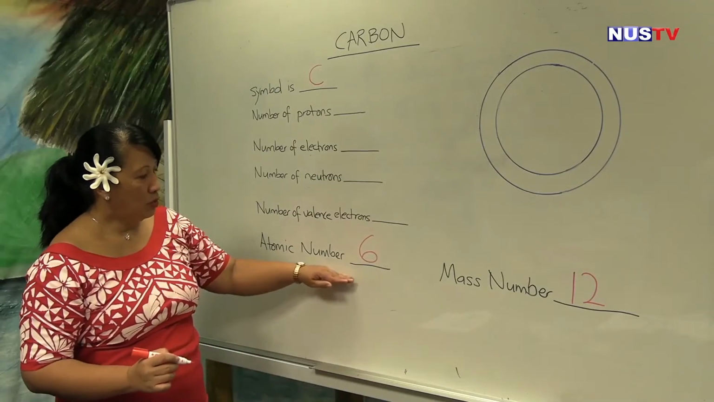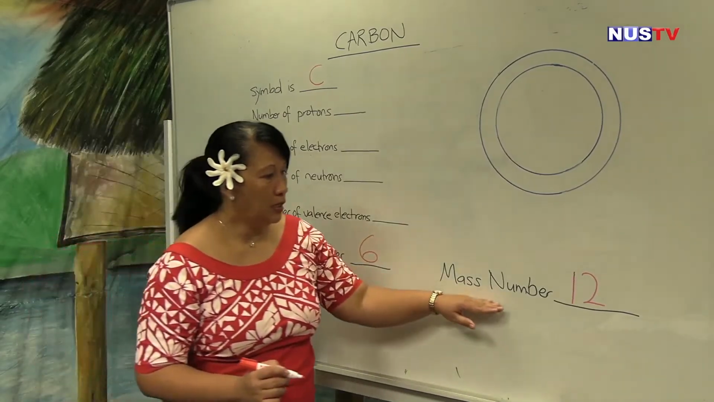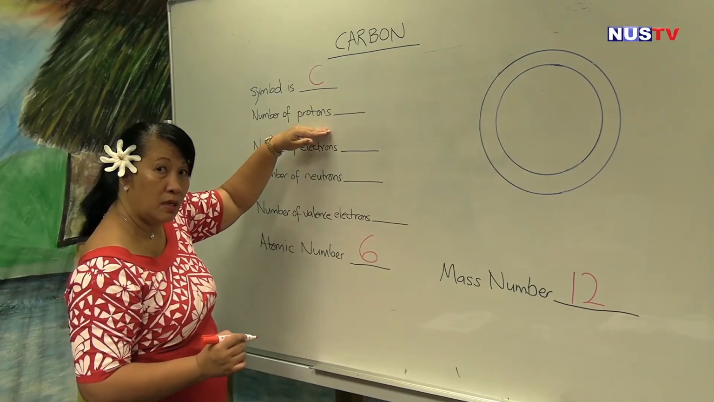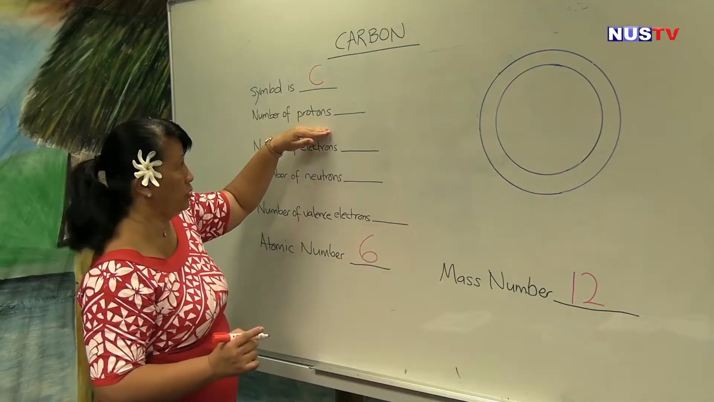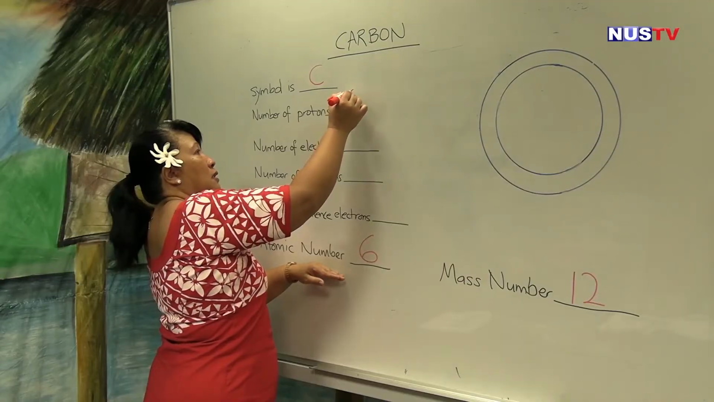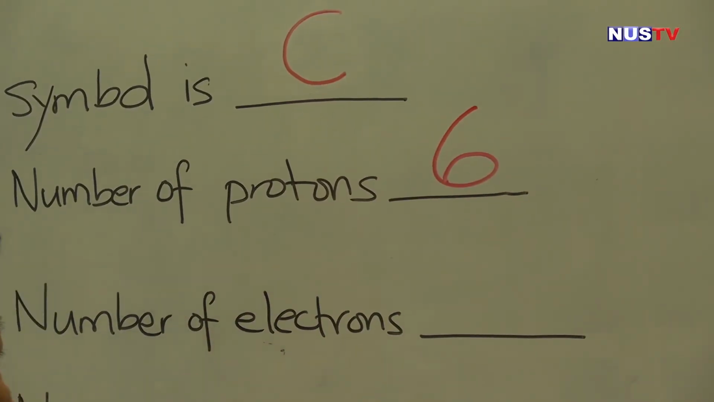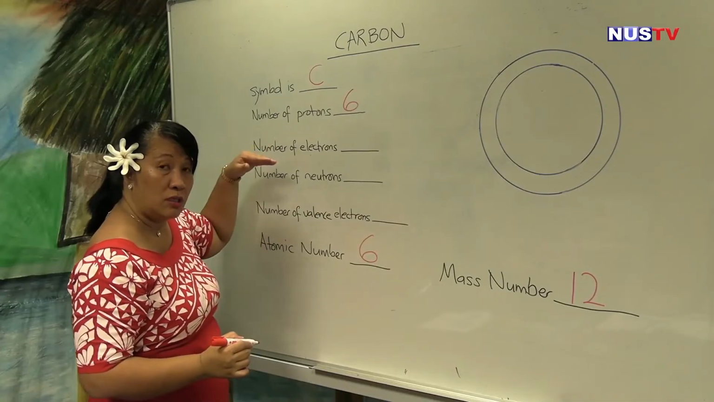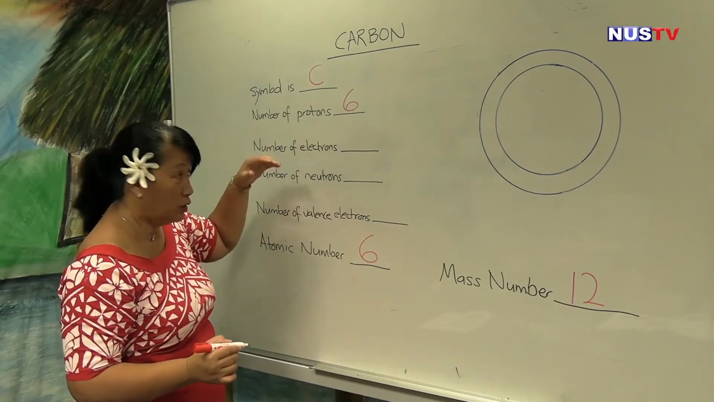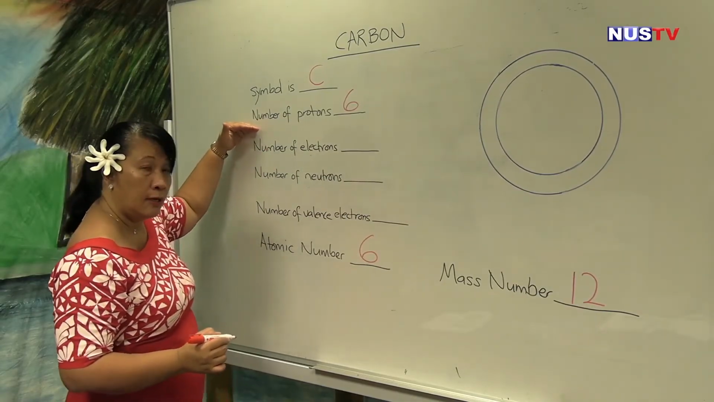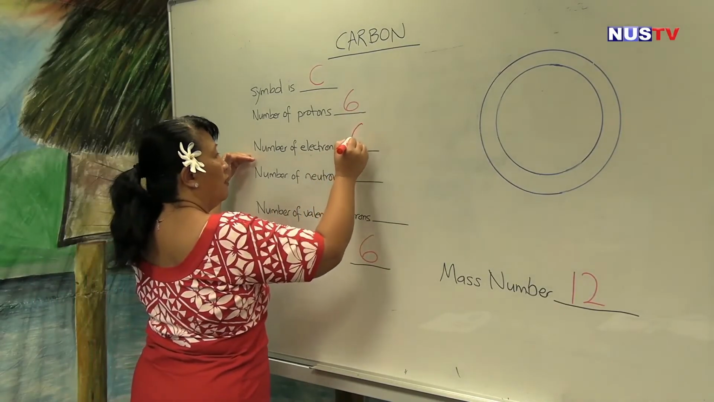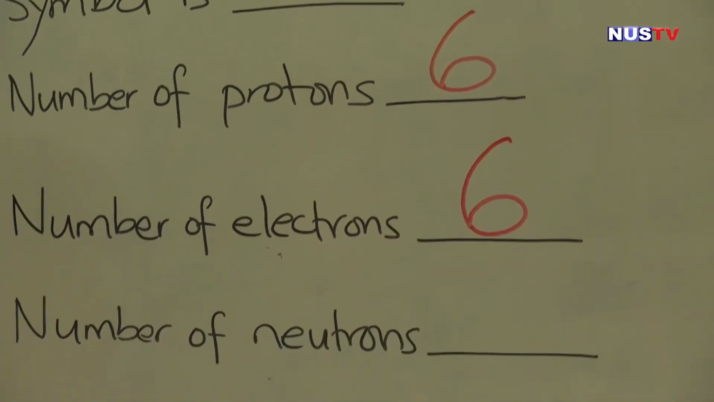Okay, so now you know the atomic number, you know the mass number, you can now fill in the number of protons. Remember, the atomic number tells you the number of protons. So if the atomic number is 6, that means you have what? 6 protons. Okay? And from what we learned in lesson number 1, and even today in our activity 1, remember the puzzle? The number of protons is the same as the number of electrons. So that means you also have 6 electrons.